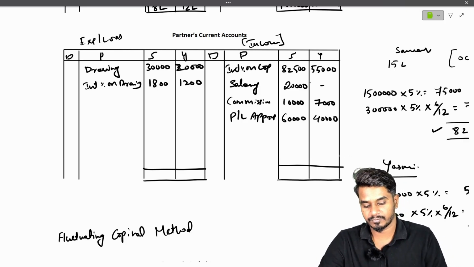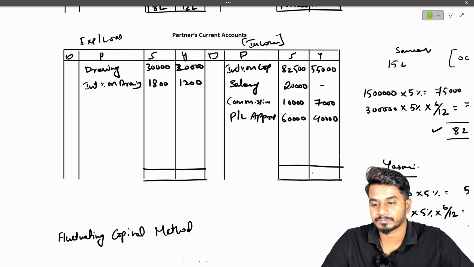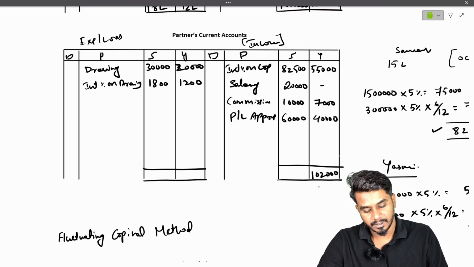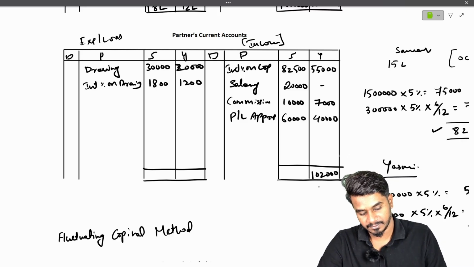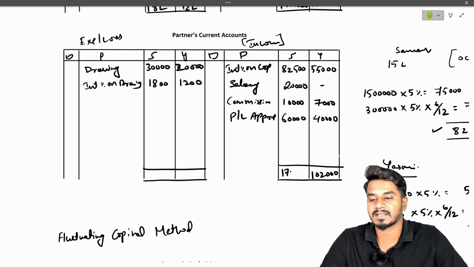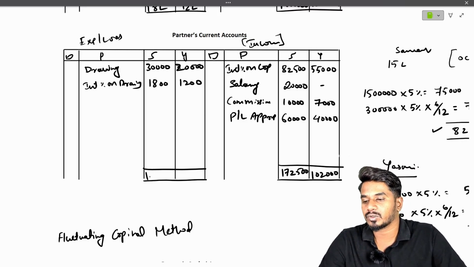Fine. So total it for Yasmin: 55,000, 7,000 and 40,000. What is the total? 1 lakh 2,000. And for Samir, 82,500 plus 20,000 plus 10,000 plus 60,000. 1 lakh 72,500. The same total, 1 lakh 72,500 and 1 lakh 2,000.